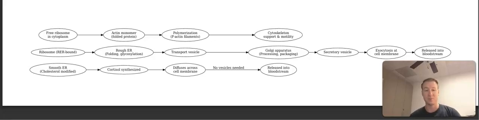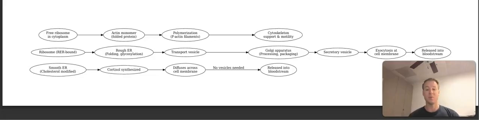Our final example, and the top example, is intracellular proteins, which is actin. So actin is synthesized by free ribosomes in the cytoplasm. After folding, actin monomers assemble into filaments that form the cytoskeleton. This supports the cell, enables motility, and powers intracellular transport.